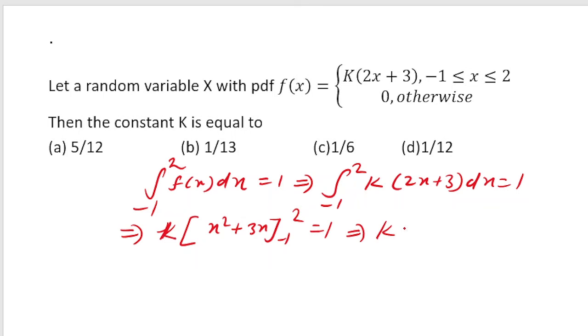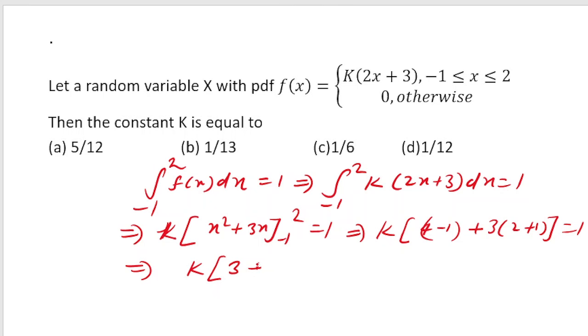So k times 2 square, which is 4, minus 1, plus 3 into 2 plus 1, is equal to 1. We get k times 4 minus 1 is 3, and 3 into 3 is 9. So 9k is equal to 1, and we get k equal to 1 by 12. So the correct option is D.